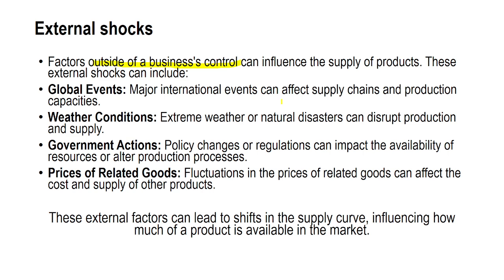And finally, prices of related goods are fluctuations in the prices of related goods that can affect the cost and supply of other products. Generally, these external shocks can lead to a shift in the supply curve, influencing how much of a product is available in the market. Please remember at least two external shocks for the exam.